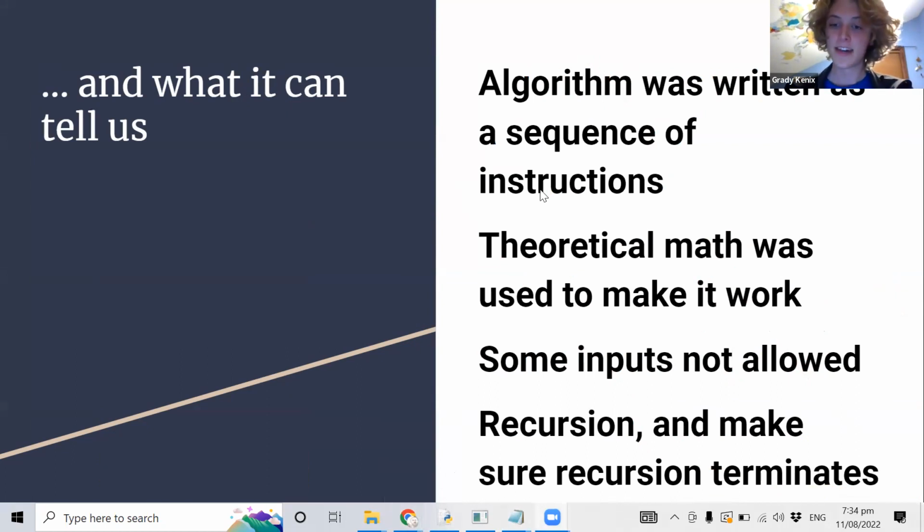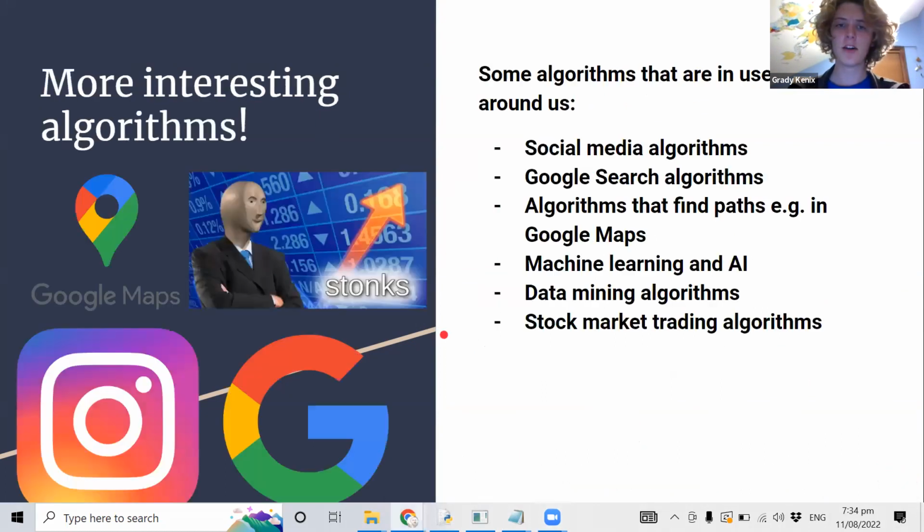Yeah. So you've got to make sure the recursion terminates. These are a few of the ideas that underlie algorithms, but these are some boring, kind of musty old Byzantine algorithms. There are some more interesting algorithms that we see all around us and might not even notice, but they're always operating. For example, social media algorithms.